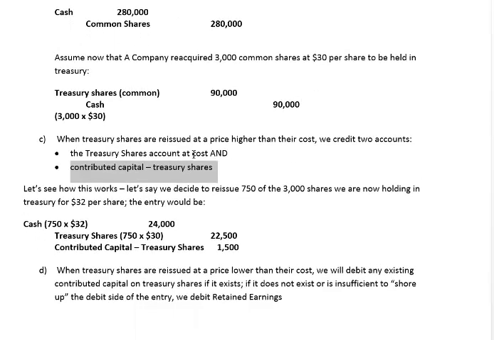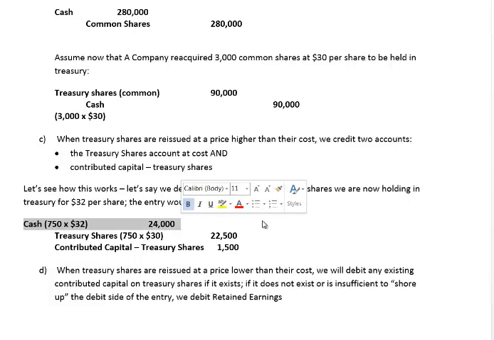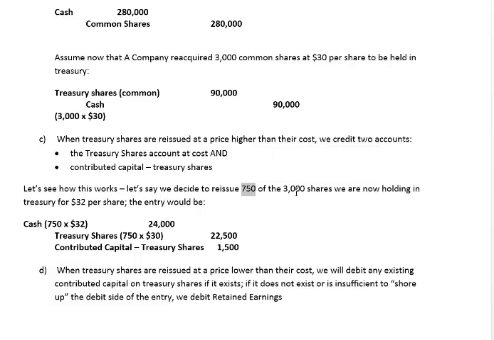Well, let's say we create this situation. We're going to buy back the shares, in our case, at a price higher than their cost, which is $32 a share. We're going to take in the cash from our investors. Don't forget, we've only decided to buy back or to reissue 750 of the 3,000 shares. So we're going to buy them back from the investors, 750 times $32 a share, which is $24,000.